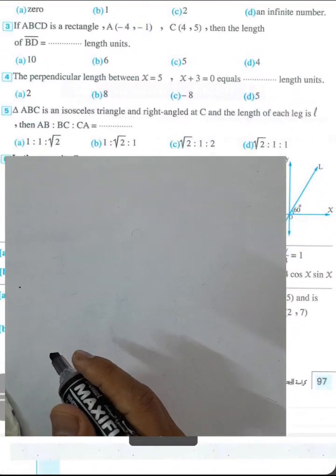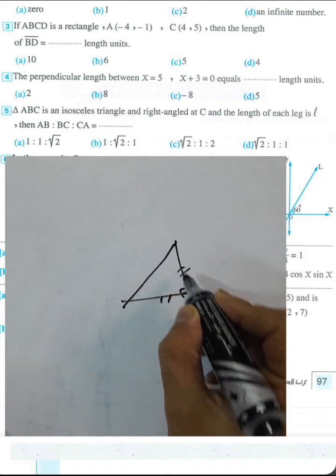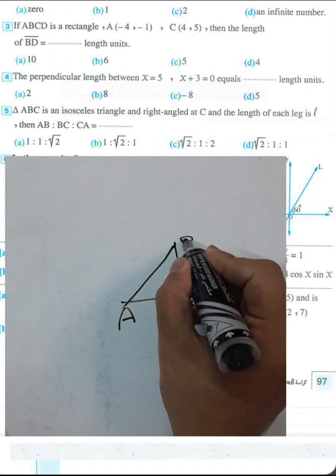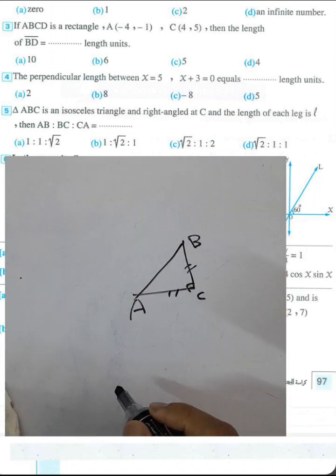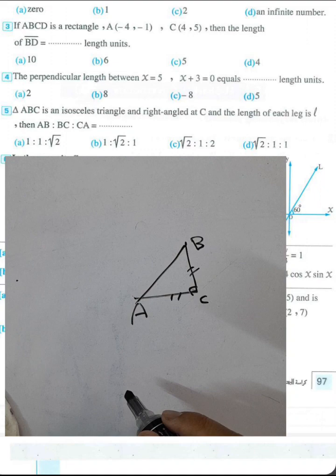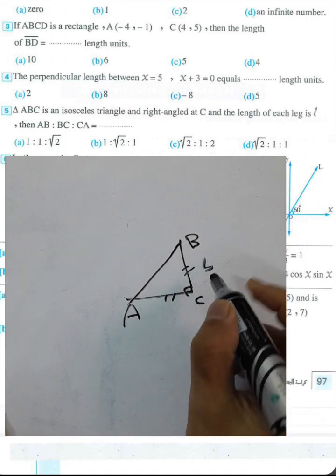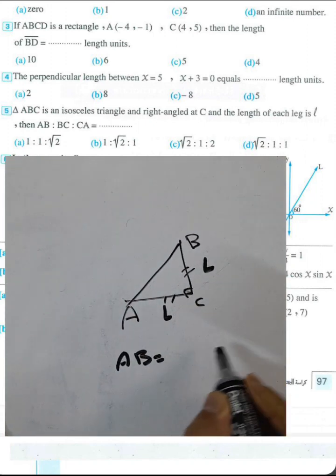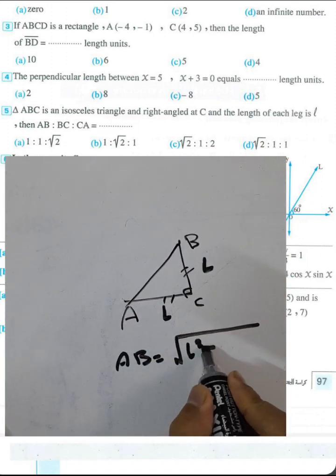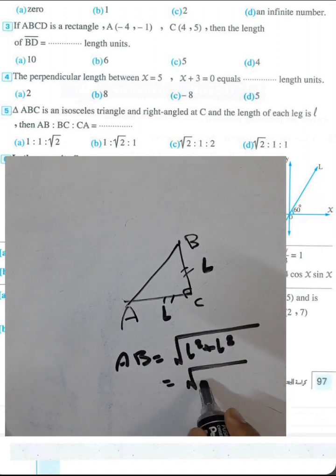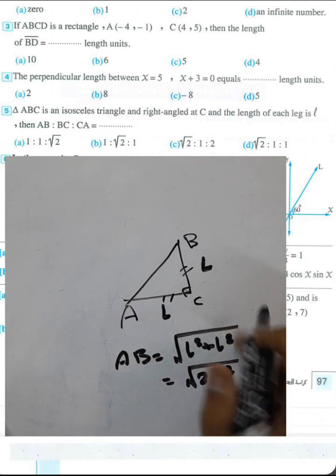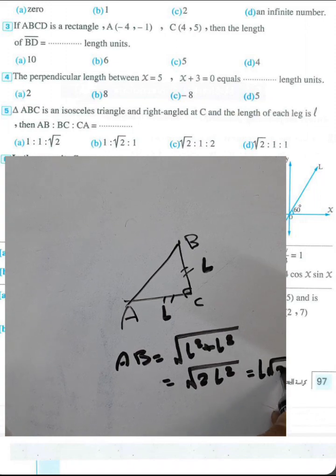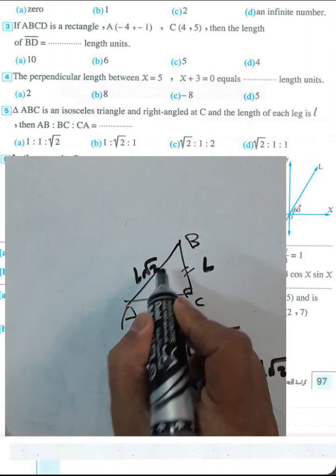Question number 5. ABC is an isosceles triangle and right angle triangle at C. The length of each leg is L. We have here L and L, and then we can find AB from Pythagoras: square root of L squared plus L squared, which is the square root of 2L squared, and then you can simplify it to L root 2. Then the side length here will be L root 2.